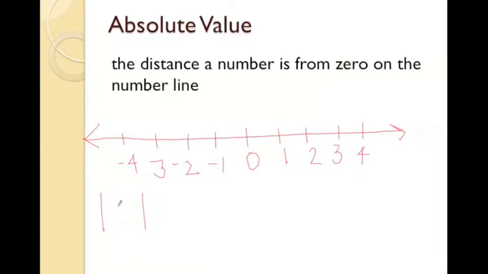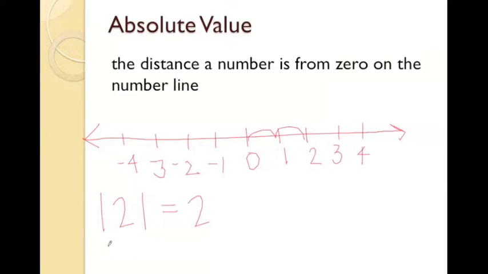So let's start off with the absolute value of 2. The absolute value of 2 is going to be the distance in numbers from 0. So I go to number 2 and I have to find how far it is from 0. Well, it's just going to be 0 to 2 is 1, 2 spaces away. So the absolute value of 2 is 2.